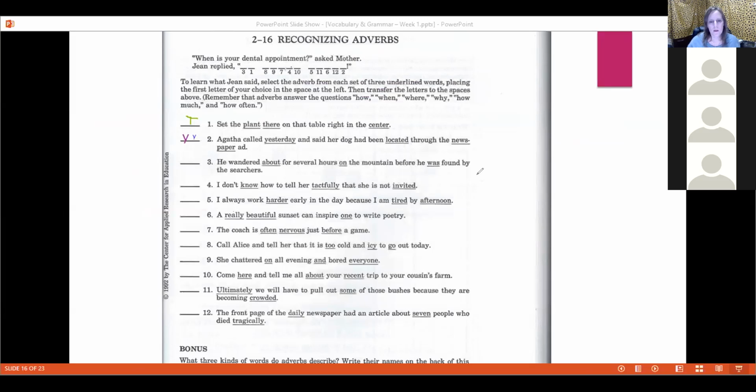Yep, number 1: set the plant there on that table right in the center. So there is the adverb telling us where we're supposed to set the plant. So it's basically modifying the word set.